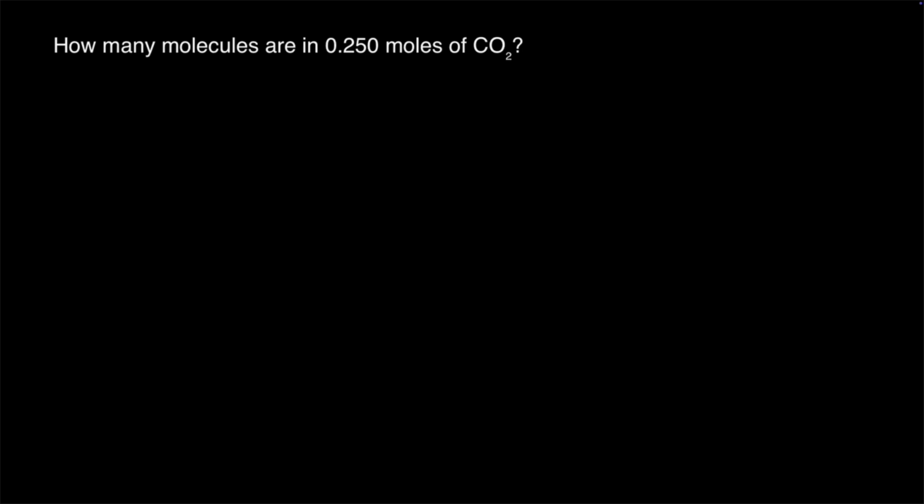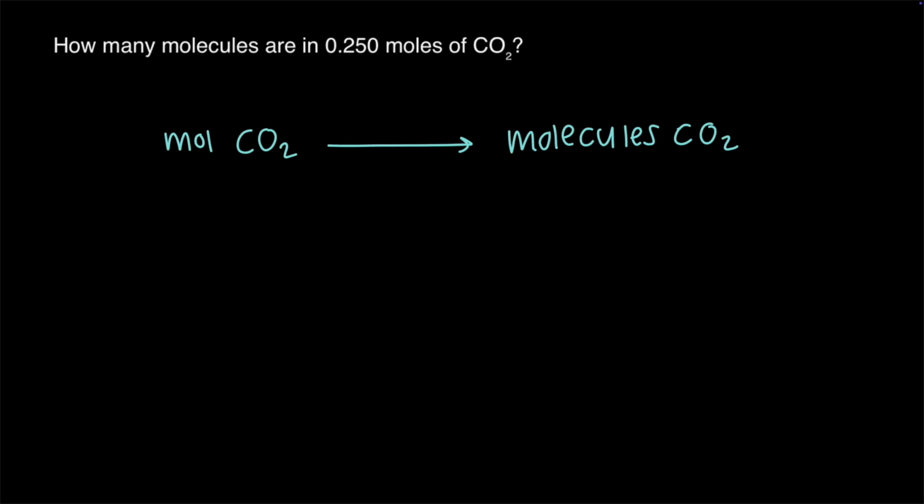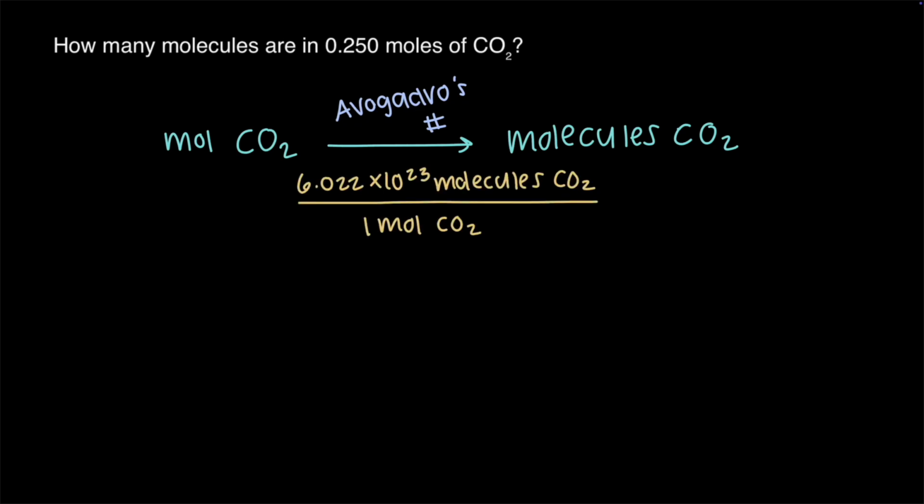For the unit map, we are given 0.250 moles of CO2, and we need to convert to molecules of CO2. To convert from moles to molecules, we can use Avogadro's number because it connects molecules and moles together, where we can cancel one of the units out to get to the other. The conversion factor is 6.022 times 10 to the 23rd molecules of CO2 per every 1 mole of CO2.